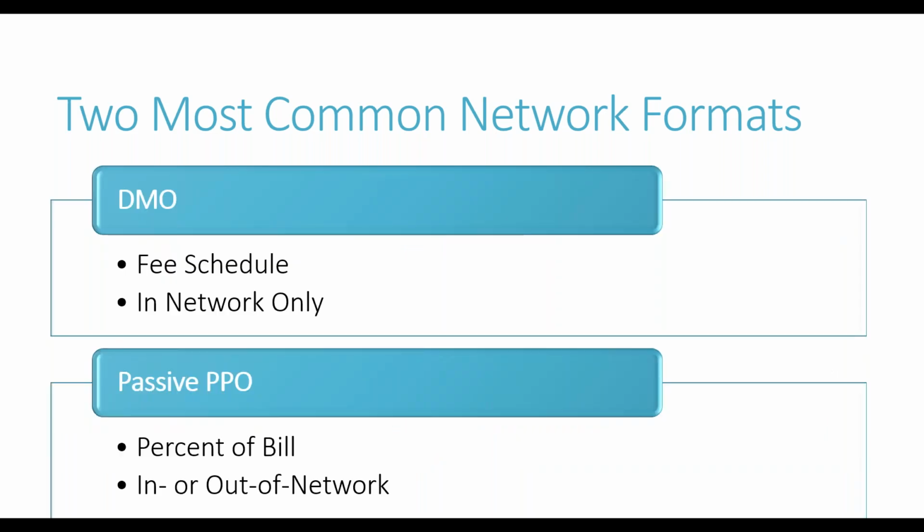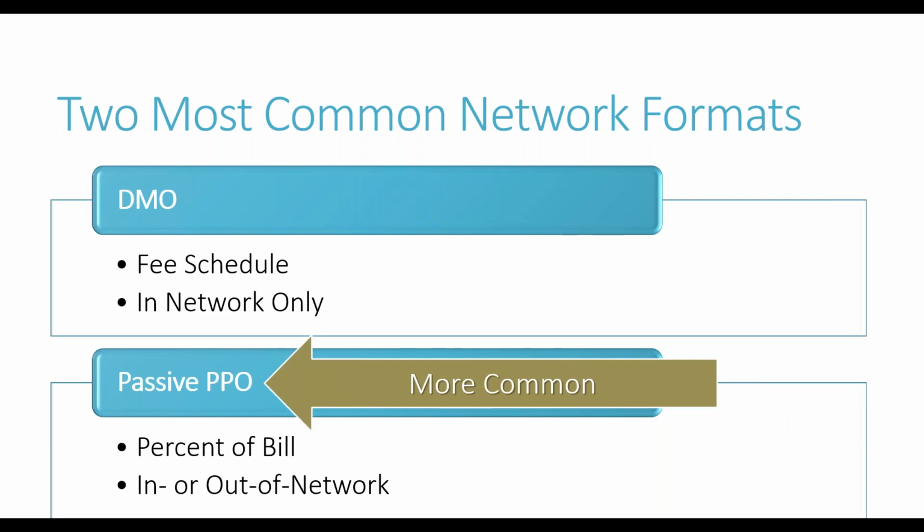With a DMO, everything is paid based upon a fee schedule, meaning that the member knows how much will be paid for any particular service, and then they would pay the remaining amount. The network is going to be much smaller. They do have to receive care from in-network dentists, and many times will have to choose a primary dentist and get a referral if they need to see a specialist.